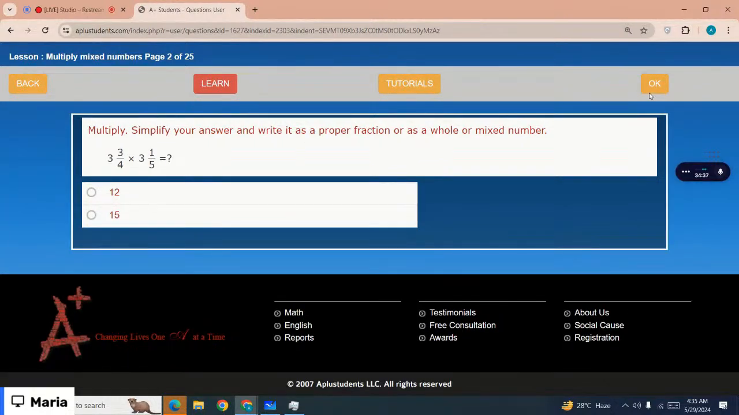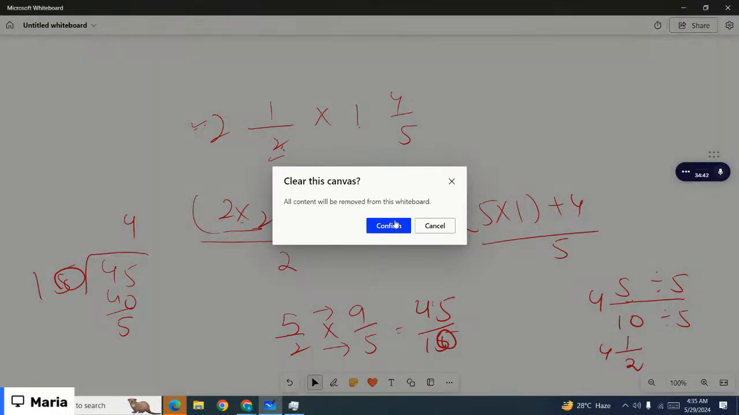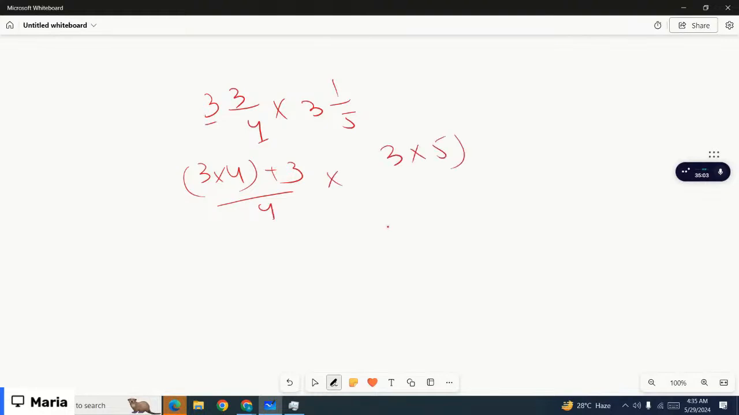The next one is 3 whole 3 by 4 times 3 whole 1 by 5. So you have to do whole number times denominator. You have to do 3 times 4. You need to add 3 and divide by the 4. So you have to do the same thing over here. You have to do 3 times 5 plus 1 over 5. So that would be 3 times 4 is 12 and 3, 15 over 4. And 3 times 5, 15 and 1, 16 over 5.